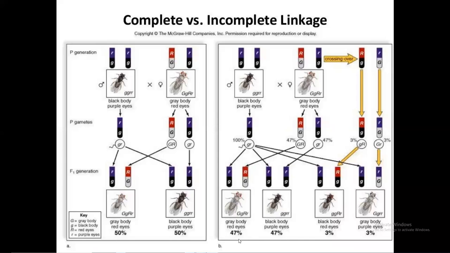Okay, and one important point: whenever you get the number of offsprings, whatever is the majority of the number, that will be the parental combination. So these are parental combinations. Just check capital G, small g, capital G, small g, capital R, smaller. This is one parental combination. That is why you got higher percentage.